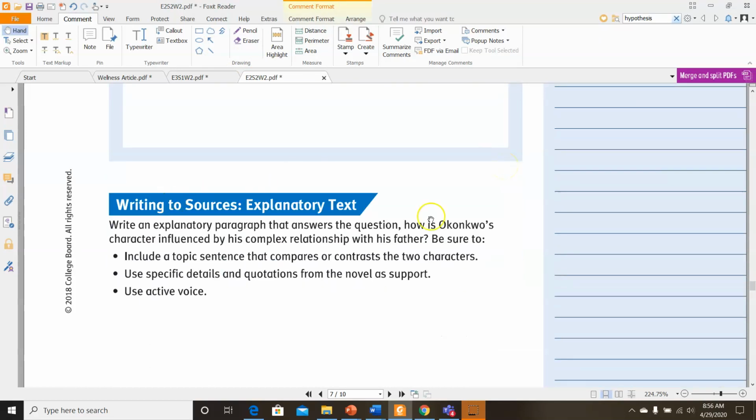So, last but not least, writing to sources, explanatory text. Your job is to write an explanatory paragraph that answers the question, how is Okonkwo's character influenced by his complex relationship with his father? Be sure to include a topic sentence that compares or contrasts the two characters, Okonkwo and his father. Use specific details and quotations from the novel as support, and use active voice. So make sure you're hitting all three of these things within your paragraph.